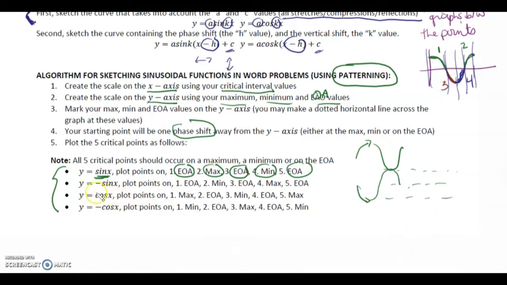Okay? Now, cosine x. Start at a max, go down to the equation of axis, down to a min. So that's double down. Up to the equation of axis, up to a max. And the reflection of cos is going to be opposite. Min, equation of axis, max, equation of axis, min. Okay, and we're just going to pattern.